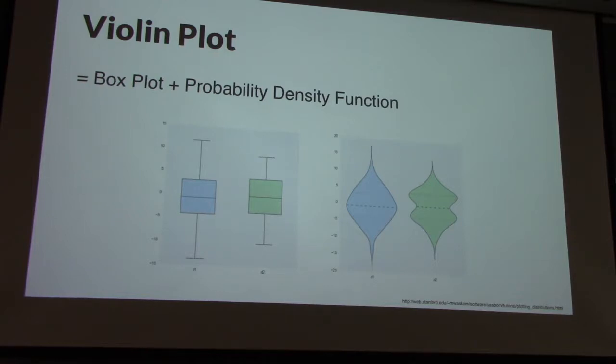A violin plot is a fancy version of a box plot where you use a probability density function for the outline. And so here are two examples, one with a bimodal distribution in the green case that you cannot spot in the box plot, but you can easily spot the bimodal distribution in the violin plot. And those are available in all the standard charting packages like ggplot or matplotlib.